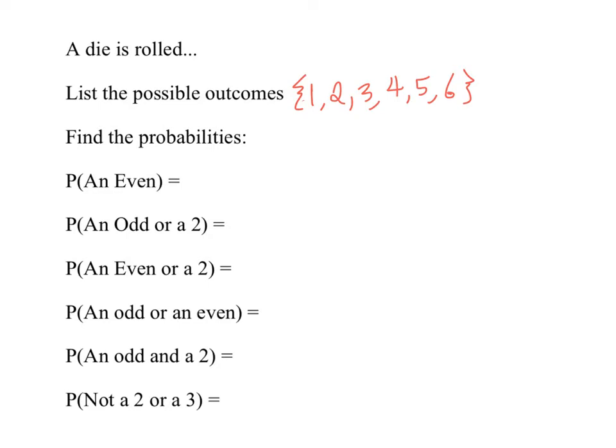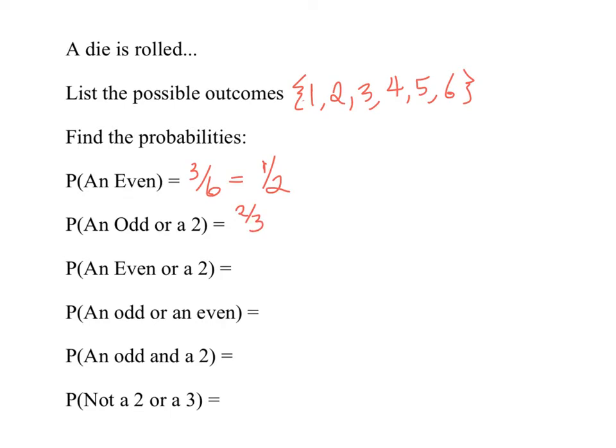Find the probability of an even number. So, of course, the probability that we roll an even, there are three even numbers out of 6 possible outcomes. So you'd say, well, it's 3 out of 6, or 1/2, or 0.5, however you want to write that. Okay? An odd or a 2. So now you say, well, there are, of course, 3 odd numbers, but adding a 2 in there, saying that we either could get an odd or a 2, 4 out of the 6, or 2/3.